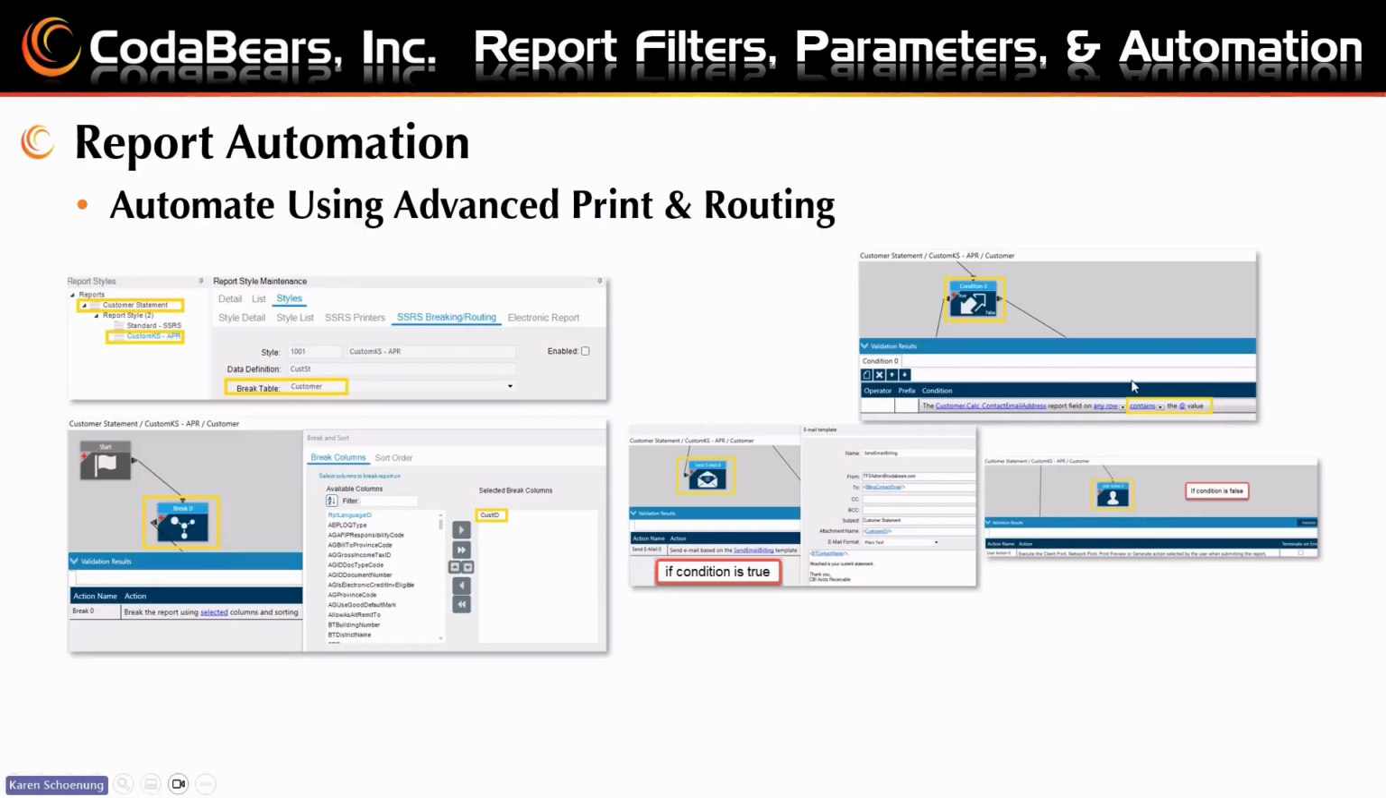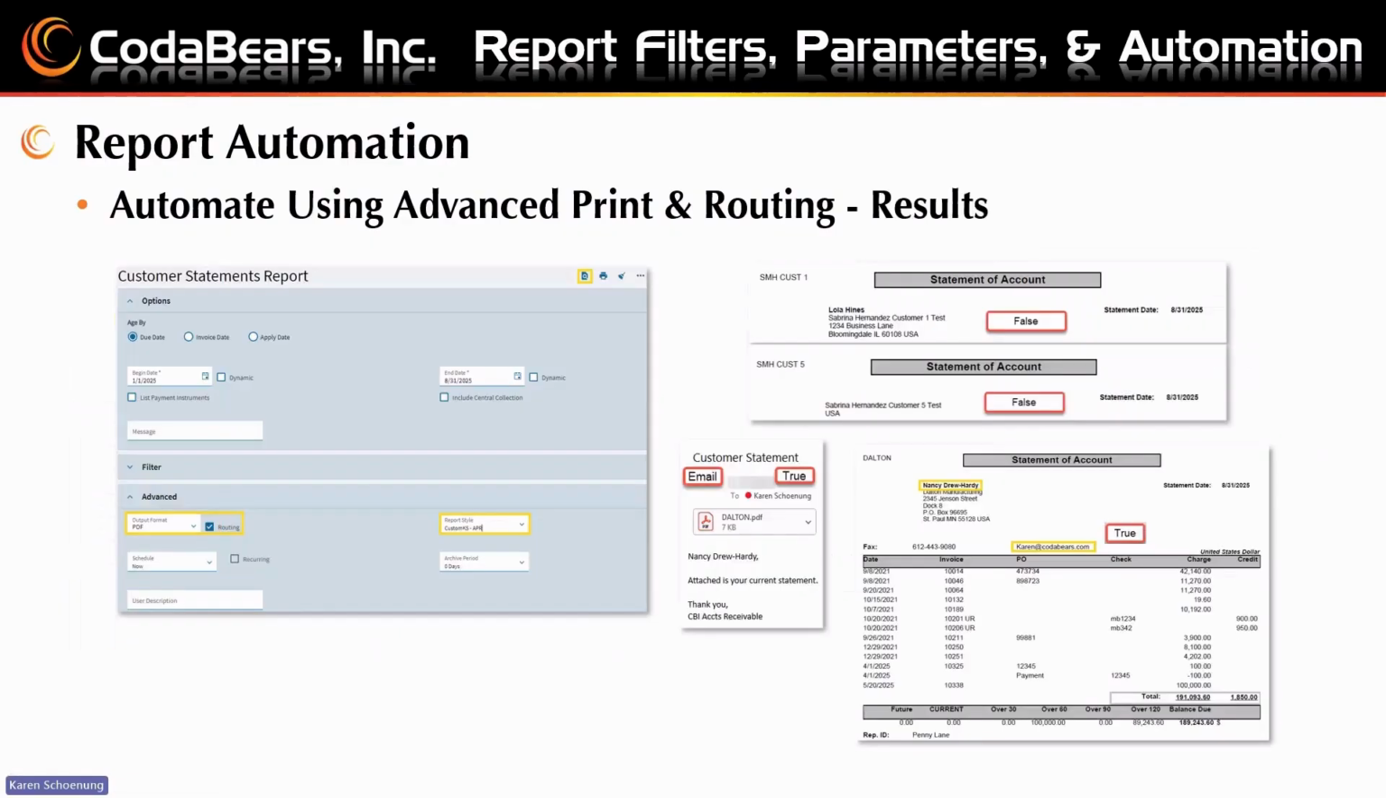Of course, you can't really email if it doesn't have the @ sign. So you could also generate it, I guess, too. And so here are the results. To finish the automation, you still need to open your printing options for customer statements. So here's the customer statements, and I chose our report style that has advanced printing and routing, APR, and you can see it automatically shows the routing checkbox checked because it knows there's a routing associated with this report style.